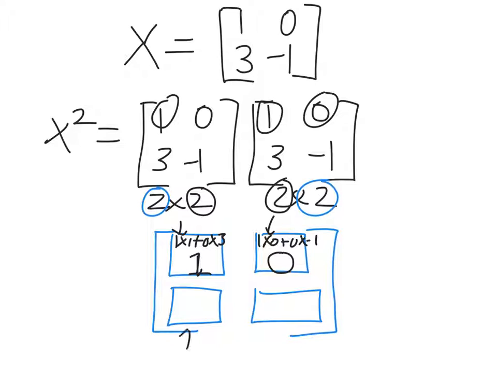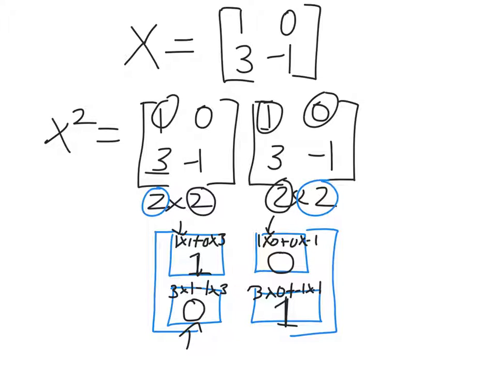So entry down here, row 2 of the first matrix by column 1 of the second matrix. So 3 by 1 minus 1 by 3, and that of course gives you 0 as well. And then the final entry is row 2 by column 2, so that will be 3 times by 0 plus negative 1 times negative 1, and that gives you 1. Okay, now hopefully you see that this is a special kind of matrix called the identity matrix.